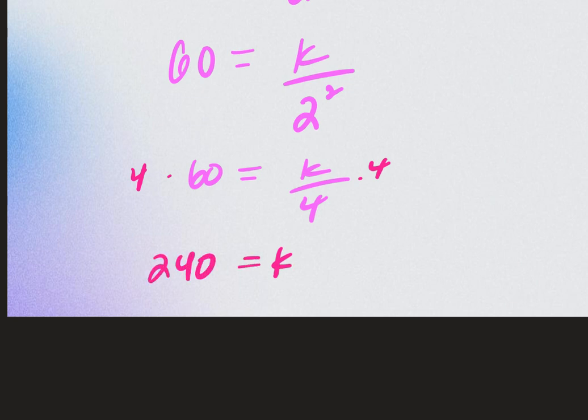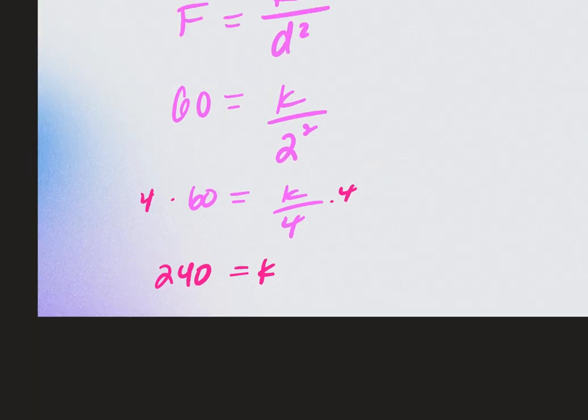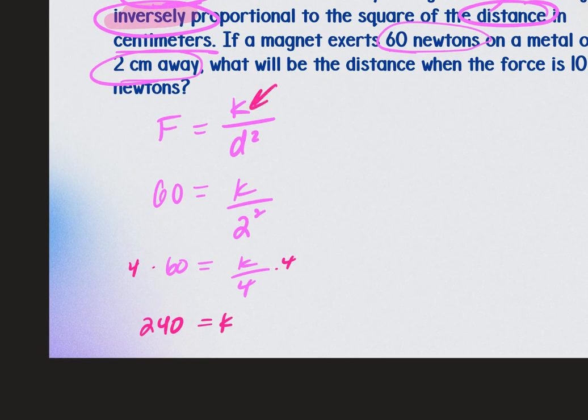Now I use that to come up with a model that works for any pairing. I say take this K and replace it. So F equals 240 over D squared. That's my model.